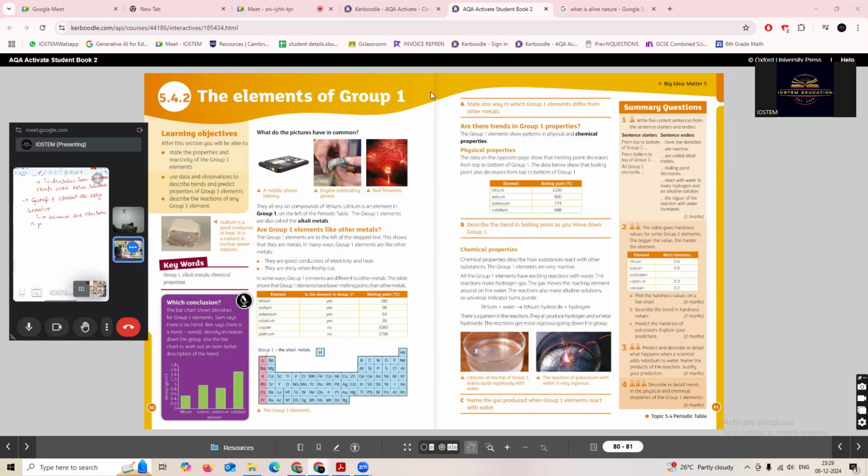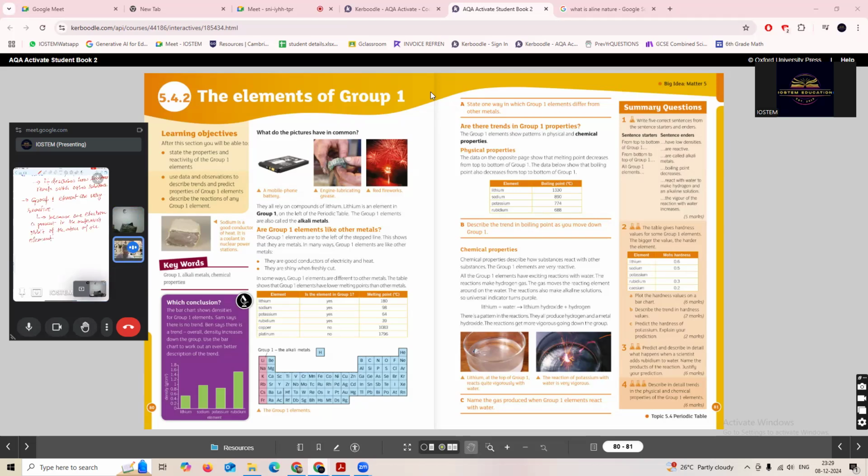One electron is present in the outermost orbit of the atom of the element. Okay?